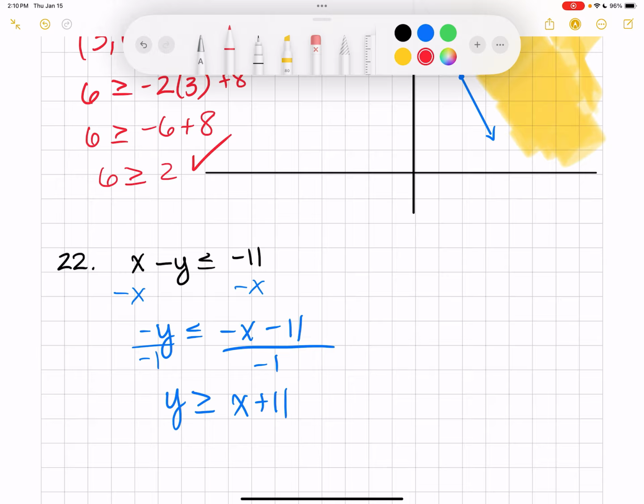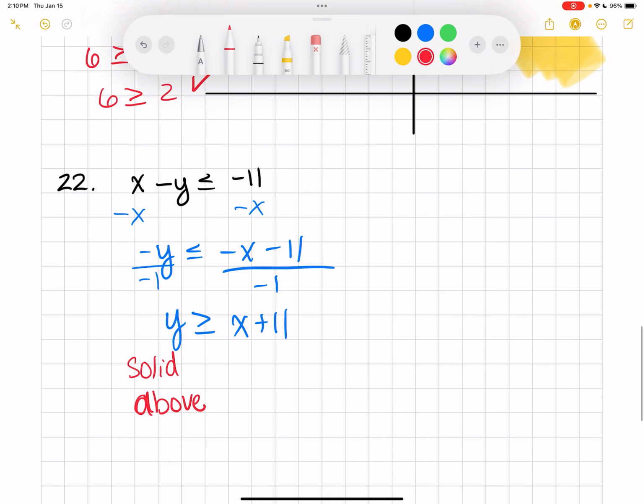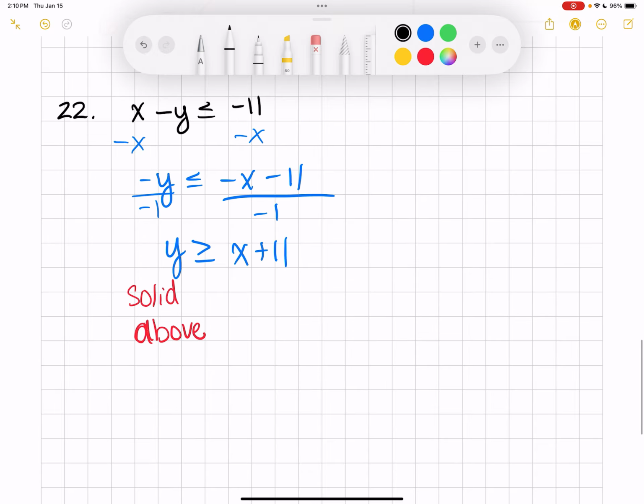Solid, and it's also regular. Or wait, yeah, it's solid. It's not dotted. Is it shaded above or below? Where's y bigger? It's above. Y is bigger above, so it shades above. So basically, if the mouth is open toward y, it's above. If the mouth is open away from y, then it's down.